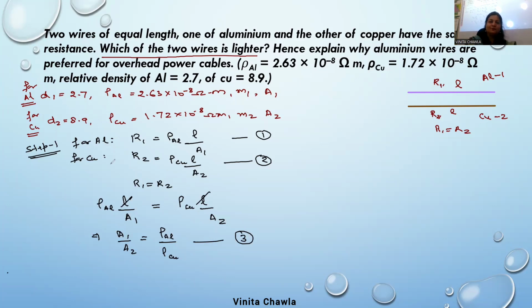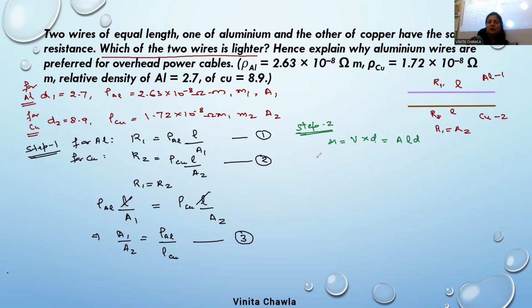Now step 2. This is step 1. In step 2, see, how do we write mass? Mass is volume into density, right? And volume is area into length. Area of cross section into length into density, right? Yes?